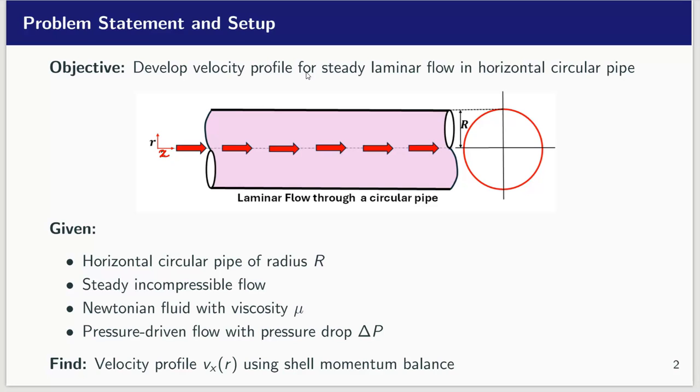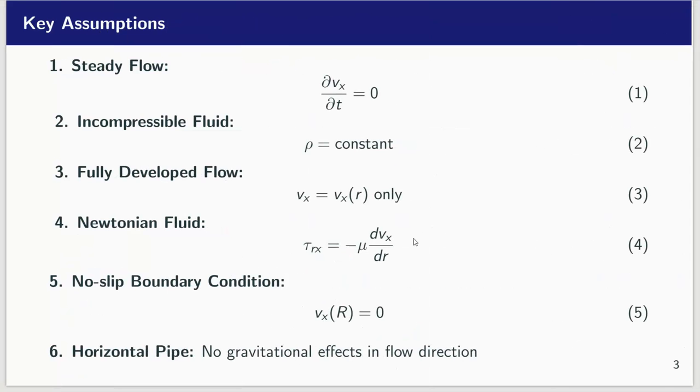So here I am choosing the r and x coordinate system. Here is the given information. The pipe is a horizontal circular pipe of radius R, steady incompressible flow, Newtonian fluid with viscosity mu, pressure driven flow with pressure drop delta P. Here I have to find the velocity profile Vx of r using shell momentum balance.